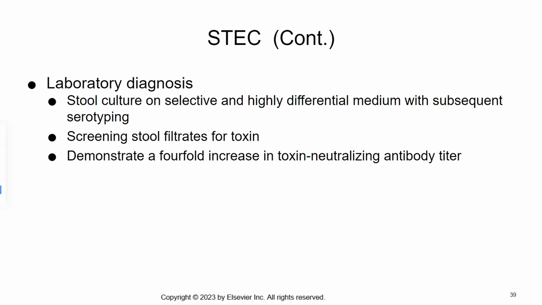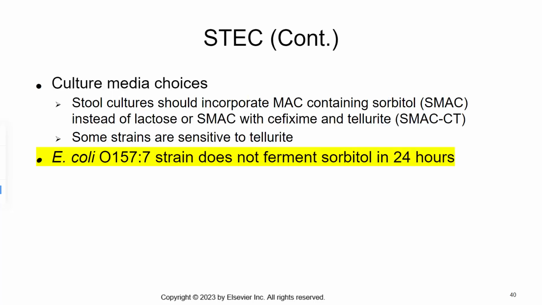Laboratory diagnosis: stool culture on selective and highly differential medium with subsequent serotyping. Screening stool filtrates for the toxin and demonstrating a 4-fold increase in toxin neutralizing antibody titer. Culture media choices: stool culture should incorporate MacConkey containing sorbitol instead of lactose. SMAC with cefixime tellurite. Some strains are sensitive to tellurite. E. coli O157:H7 strain does not ferment sorbitol in 24 hours, so that's why it's included on the medium as a differential characteristic. And this is a key point for this type of E. coli.